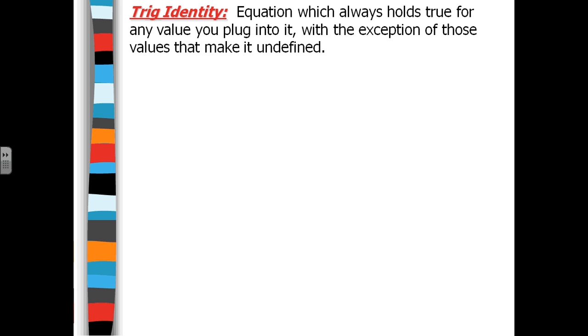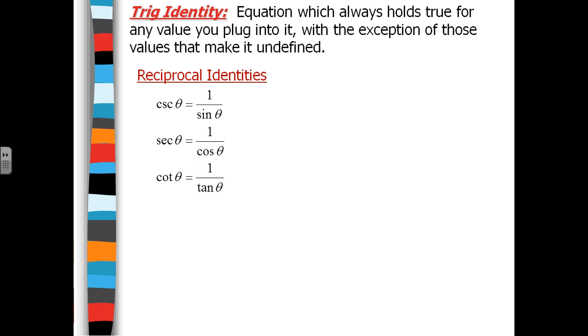So, in fact, you already know 5 trig identities. The first 3 that you know are the reciprocal identities: cosecant is equal to 1 over sine, secant is equal to 1 over cosine, and cotangent is equal to 1 over tangent. The other 2 identities that you already know are the ratio identities, which is that tangent is equal to sine over cosine, and cotangent is equal to cosine over sine.